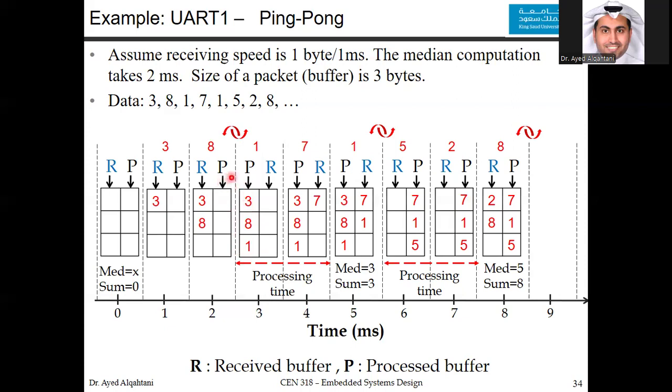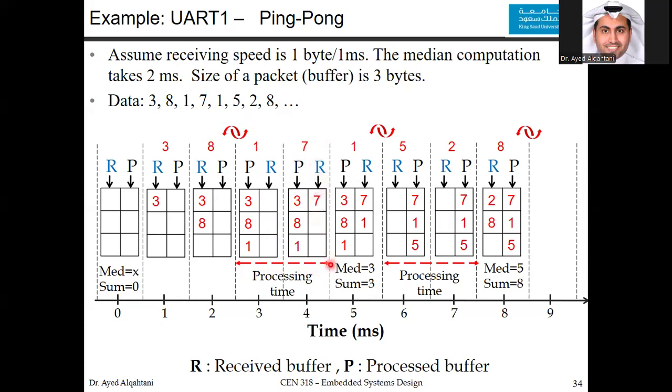Now, moving from here to here, we would do the ping pong, meaning now these pointers are changed, the receiving and the processing. Now this will be the processing and this will be the receiving of the new data. Now you will start doing the processing time and it will take 2 milliseconds, as you can see here. But while you are processing, you are actually receiving the next values, which is 7. So once you're done with the processing, at that point, you already received 7.